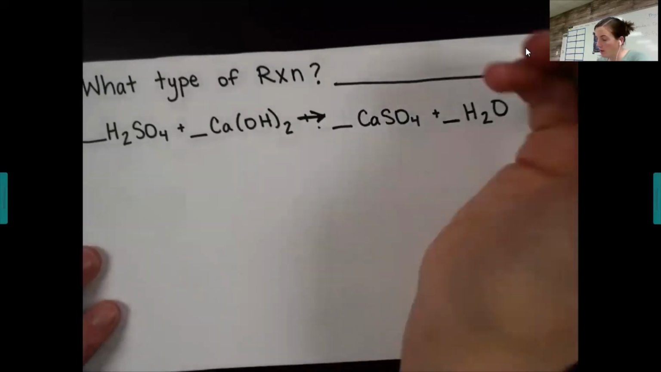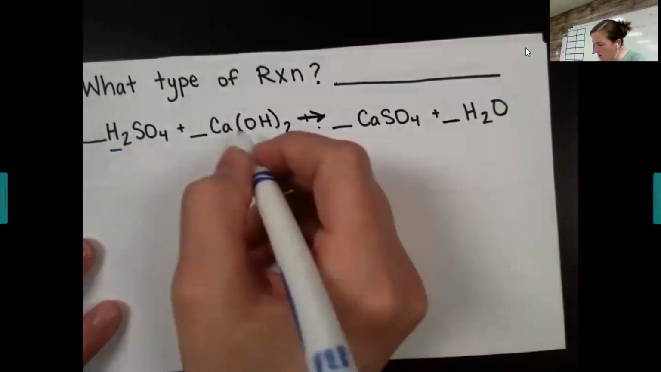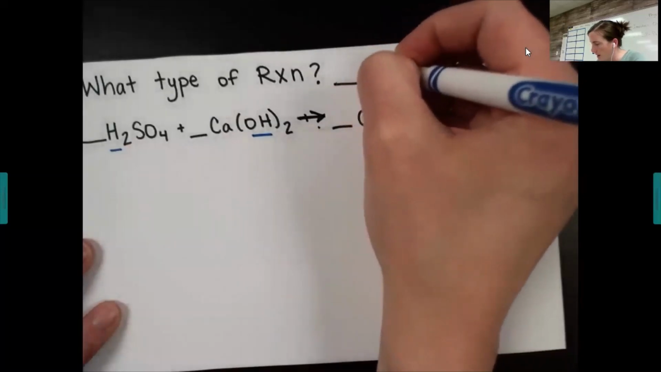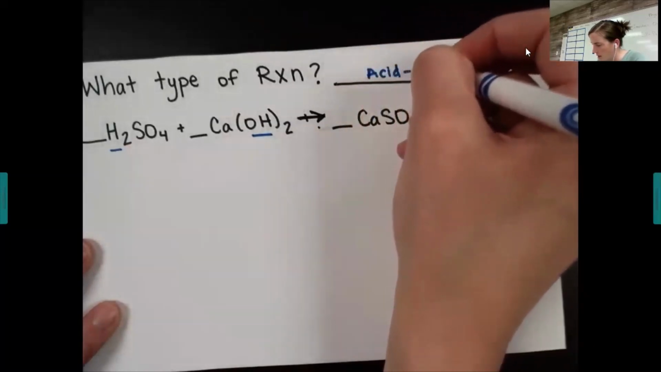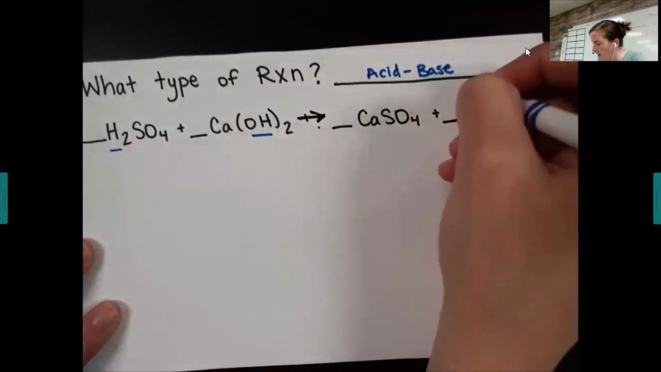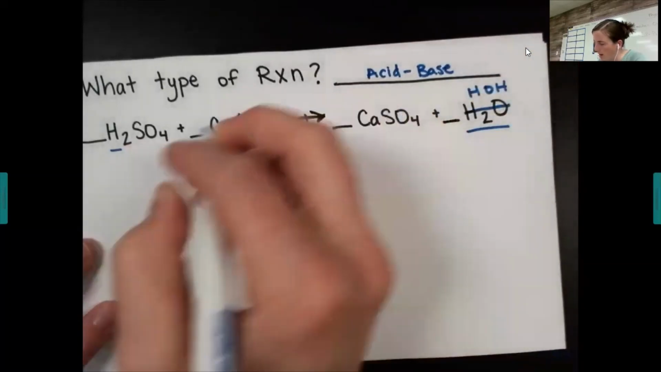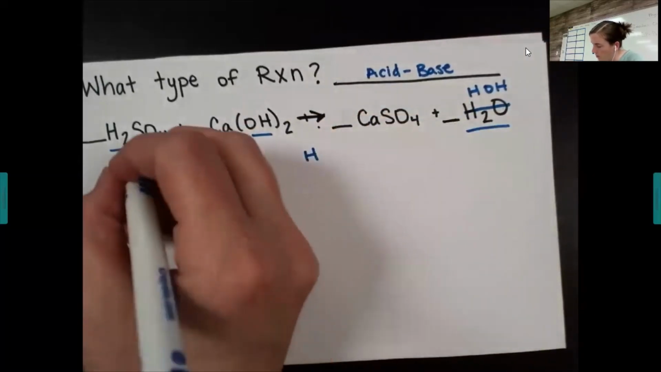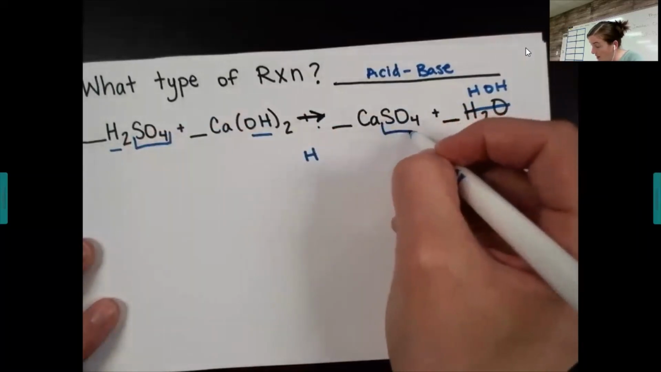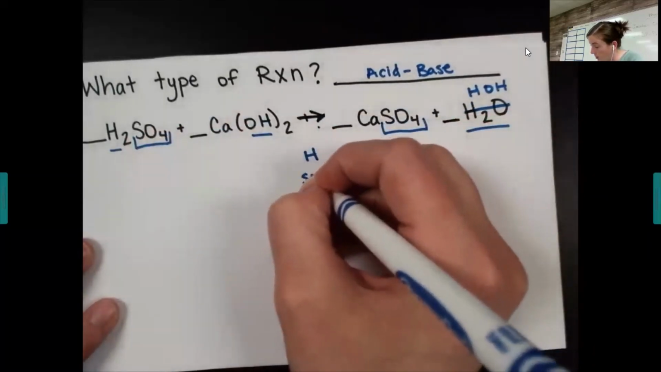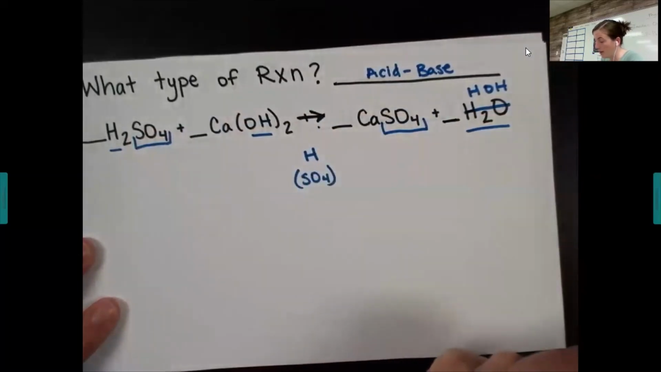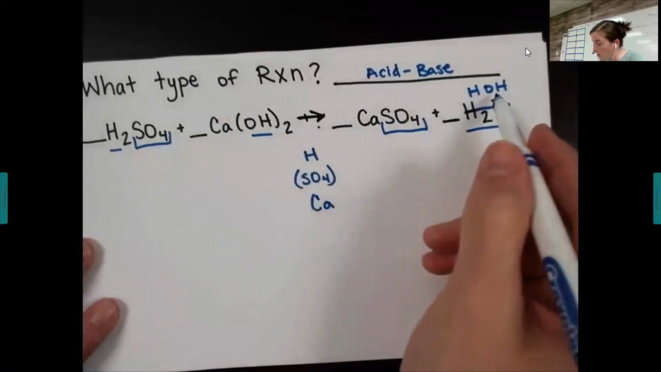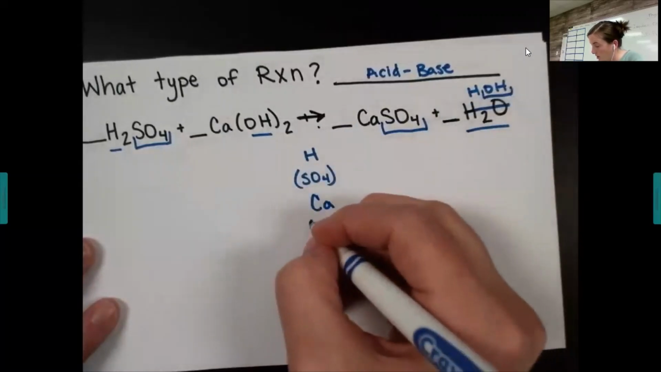All right, so next, I see H, I see OH, and I see water. So this must be acid base. All right, I'm going to rewrite my water as HOH. And now I'm going to list my elements. So we have hydrogen, we have SO4 here, and I have SO4 on the product side, so I can write SO4 as an element. All right, then we have calcium, and then OH and OH.